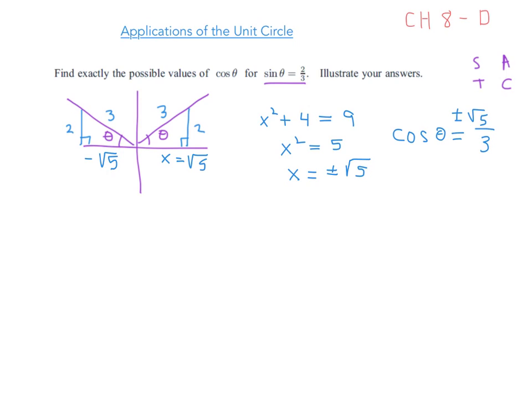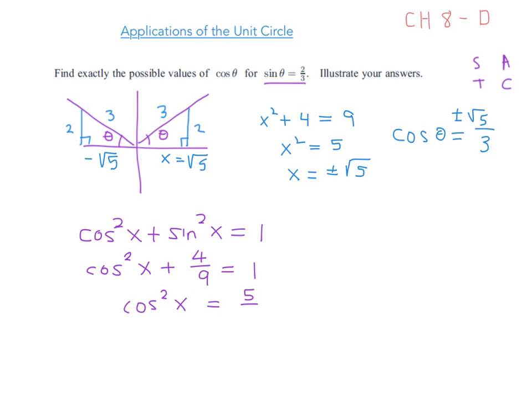Another way to look at this problem is using a Pythagorean identity that we looked at in the last video. The Pythagorean identity states that cosine squared x plus sine squared x is equal to 1. We know sine of theta is equal to 2 over 3. So 2 over 3 squared makes it 4 over 9, plus cosine squared x, which we don't know, is equal to 1. Subtracting 4 over 9 on both sides, we get cosine squared x is equal to 5 over 9.